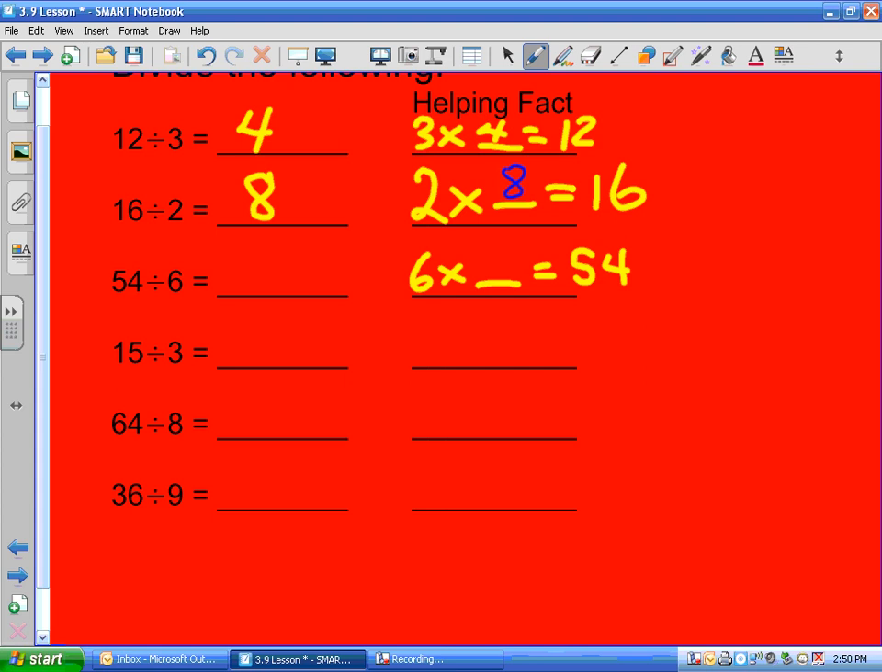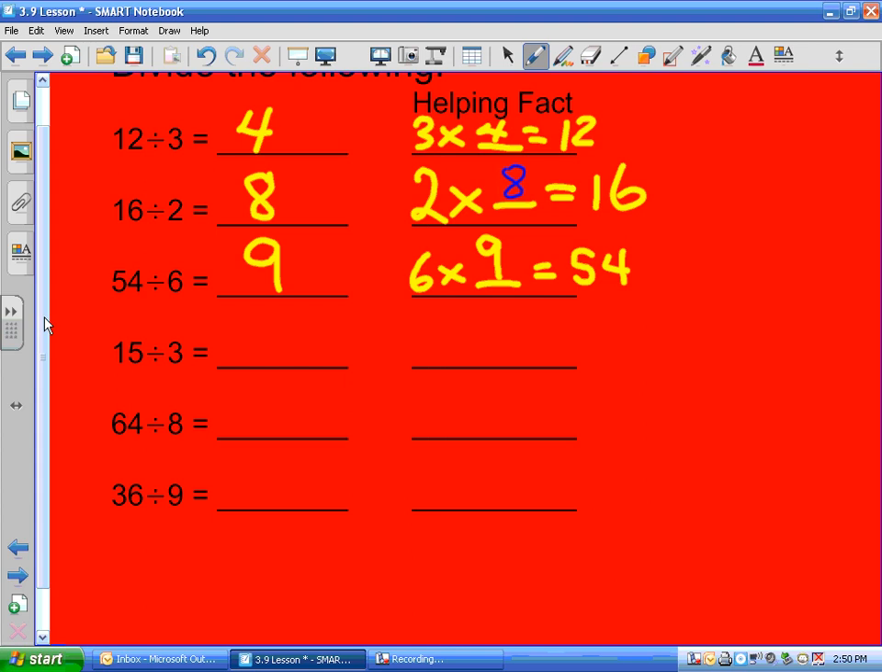6 times what is 54? So go through your times tables if you have to. What's 6 times 5? Is that 54? No, 6 times 5 is 30. What's 6 times 6? 36. 6 times 7? 63. 6 times 8? 9. 9, exactly. 6 times 9 is 54, which means your answer to 54 divided by 6 is 9.